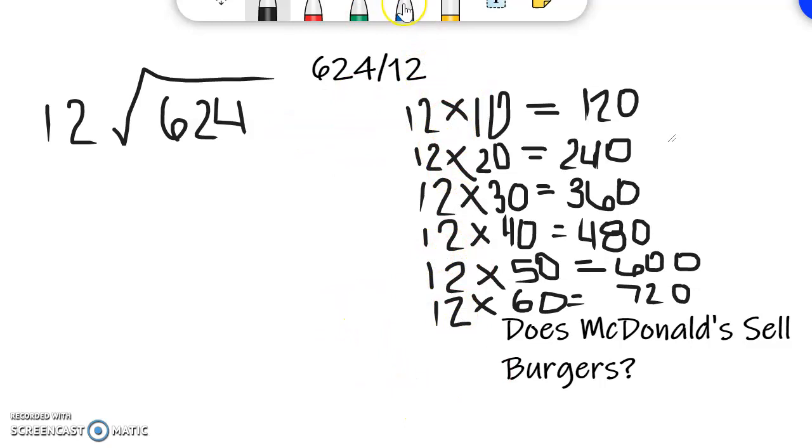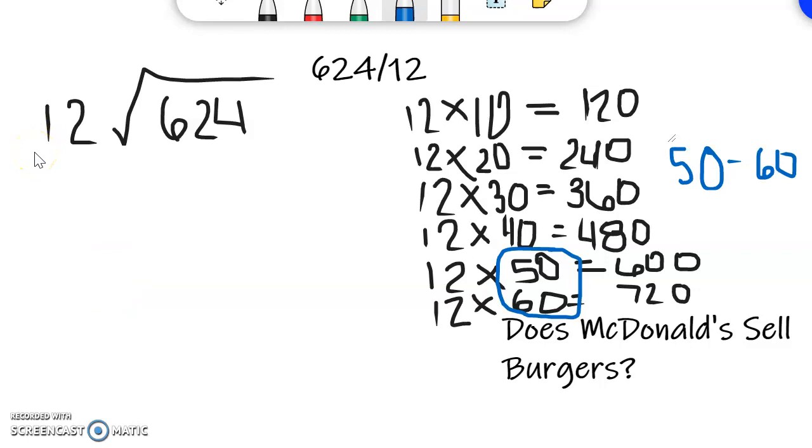I believe that my estimate for this quotient is going to be between 50 and 60, because 624 is in between 600 and 720. So I know that my quotient is going to be anywhere between 50 and 60. I'm going to write it off to the side, so that's going to help guide my work.